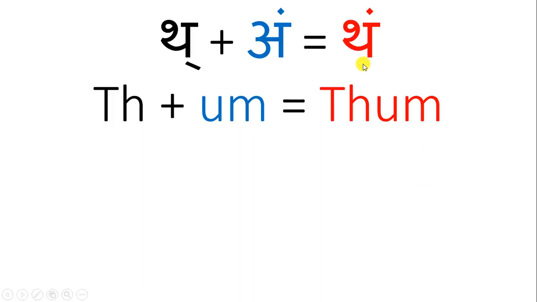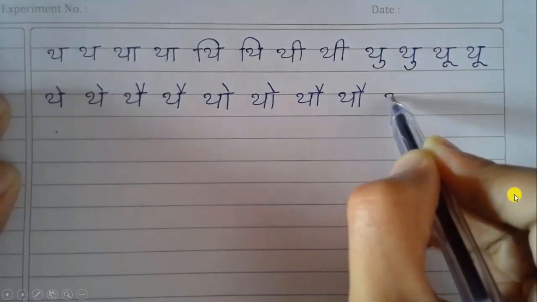Next sound is thumb, and you get this sound thumb when you add th to the next vowel. And thumb is written like this.